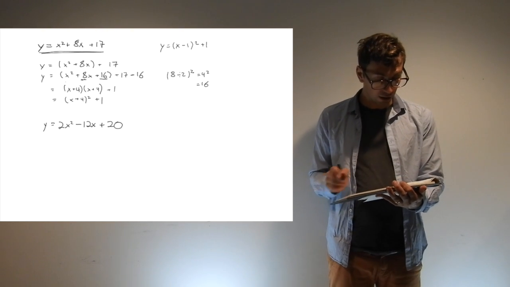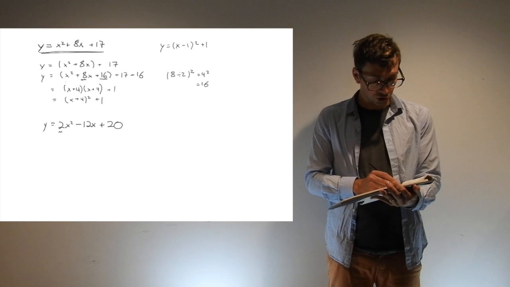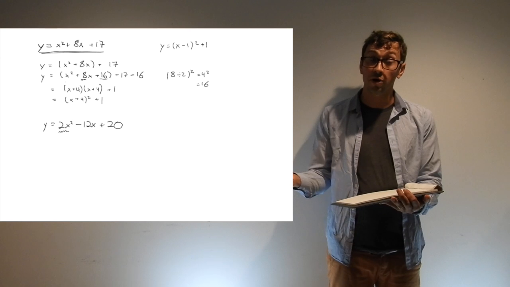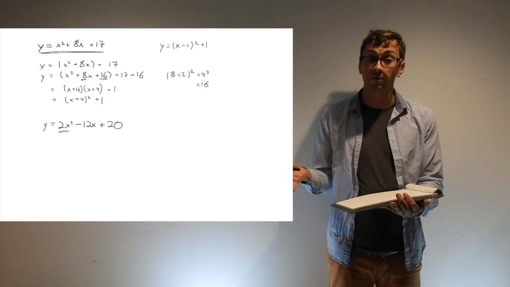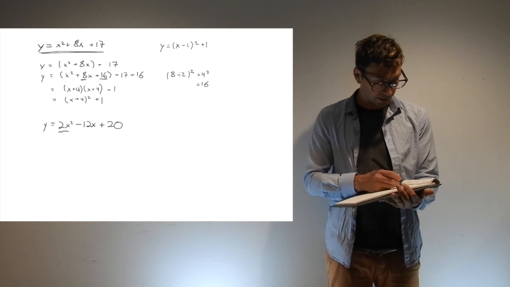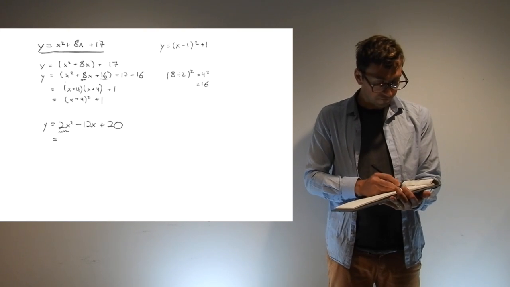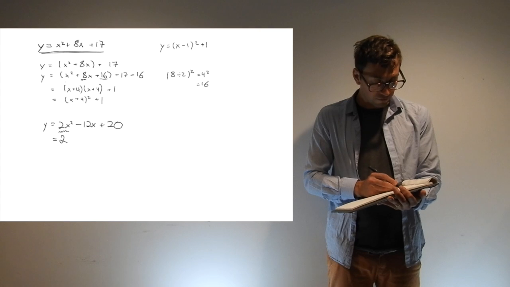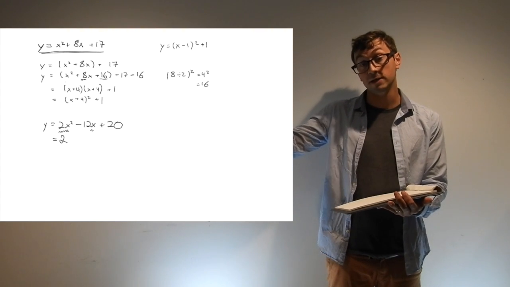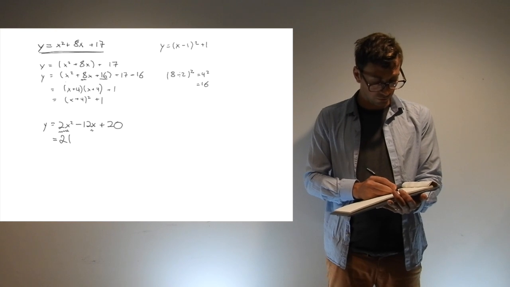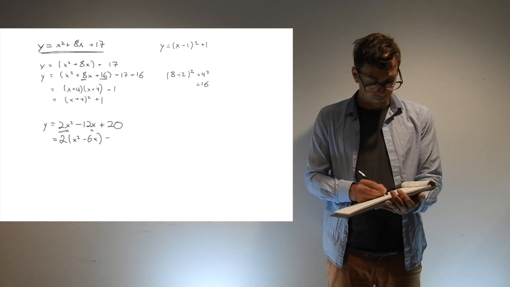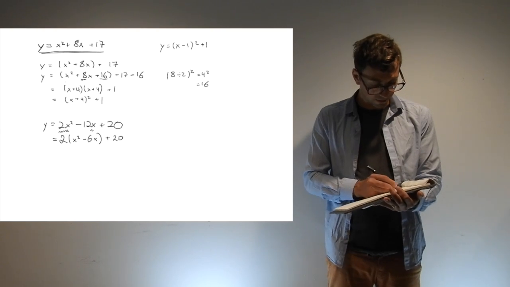And this one's slightly harder because this one has a 2 in front of the x squared. In our last example, there was no coefficient, no number in front of the x squared. So we need to do something about that. So the first step here is to factor out 2. And we factor it out from the x squared and the x, but we leave the 20 out. So 2 times (x squared minus 6x) plus 20.